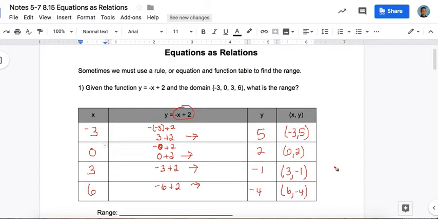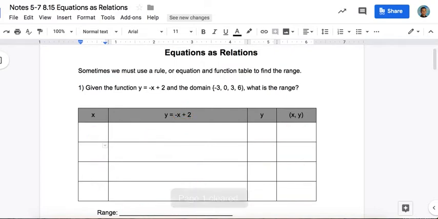Now, after I make a table, I can just pick out the range from this column. And remember, we order from least to greatest. So the smallest number there is negative 4, followed by negative 1, 2, and then finally 5. What these brackets are right here represents a set of numbers. So this is the set of the range for this function.